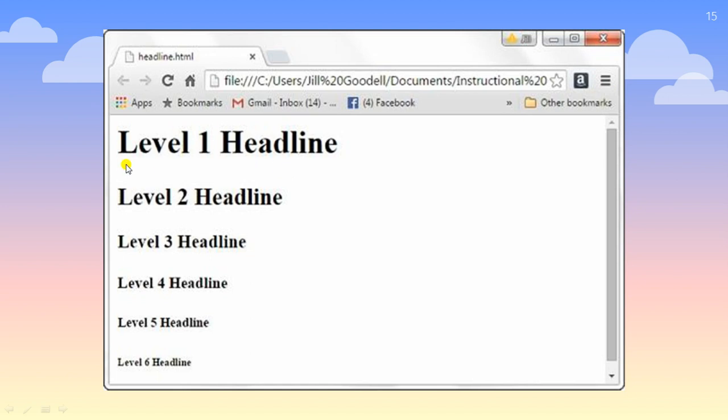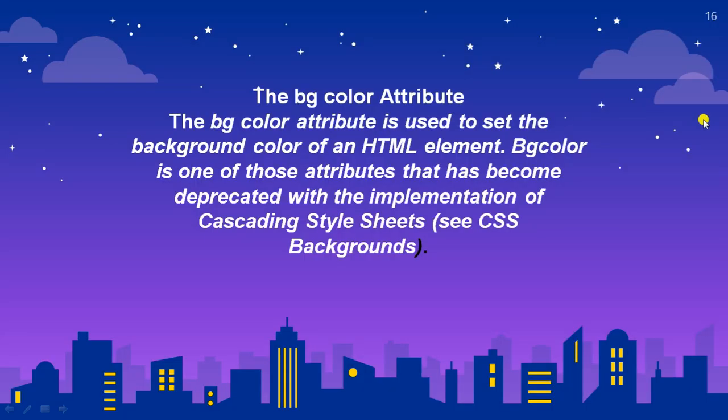Fine. Here level 1 H1 heading is quite larger, and the biggest one of all the headlines. Fine. So these here, the H1, H2, H3 are just showing us the sizes. Okay, it's the size of the headline. I hope you got it. Next is the BG color attribute. The BG color attribute is used to set the background color of an HTML element. BG color is one of those attributes that has become deprecated with the implementation of cascading style sheets.